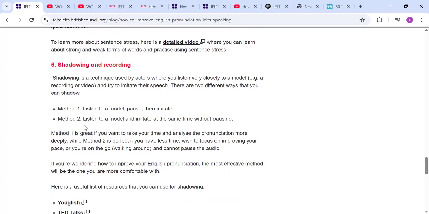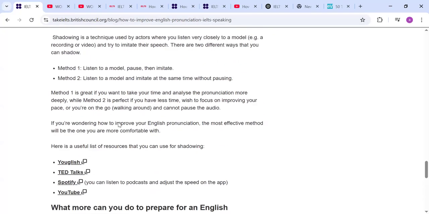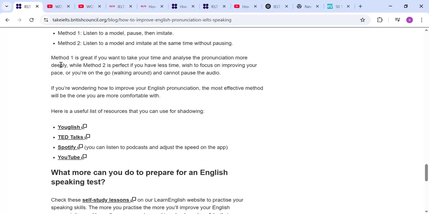The second method is that if you don't want to pause, try to imitate every sentence which is going on in the podcast instead of pausing it. So these are some useful resources you can use. Method 1 is great if you want to take your time and analyze the pronunciation more deeply. While method 2 is perfect if you have less time, wish to focus on improving your pace, or you are on the go, walking around and can't pause.